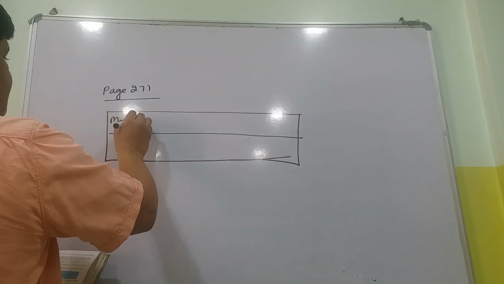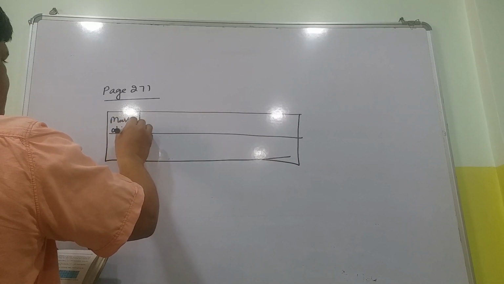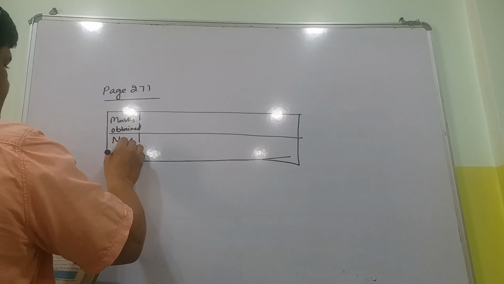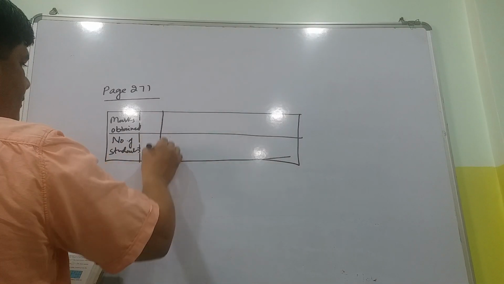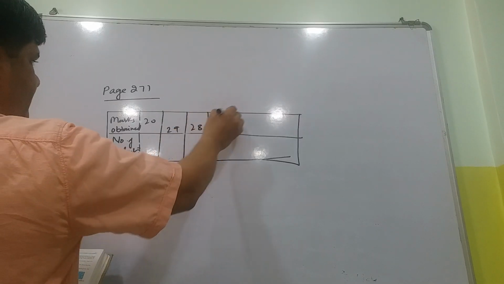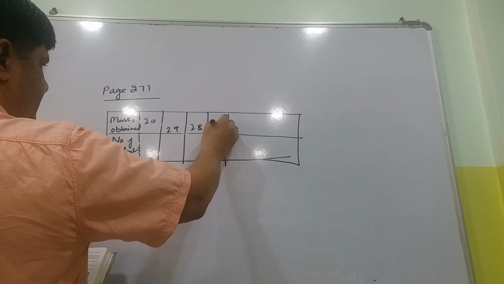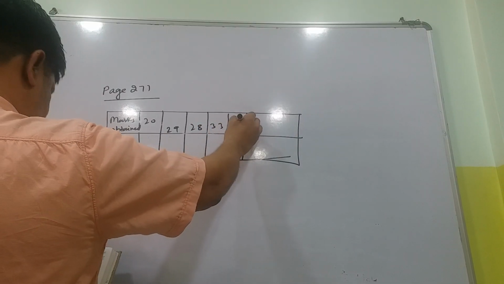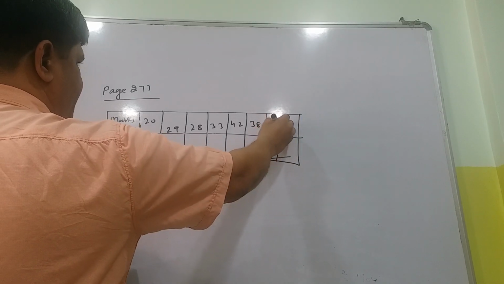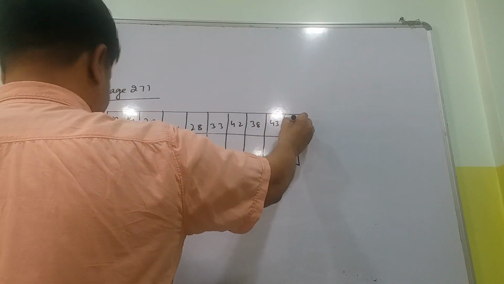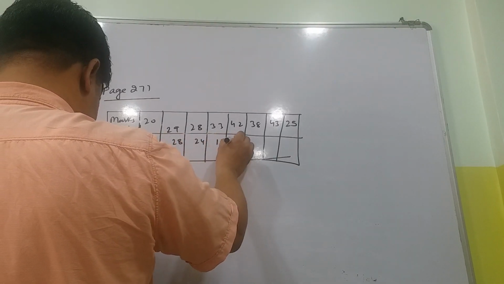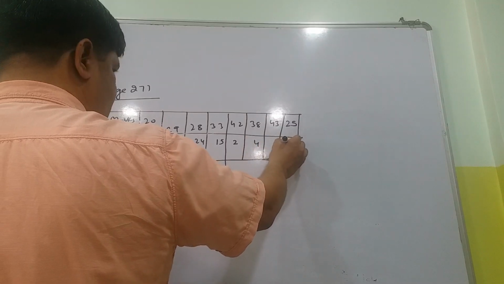Marks obtained, number of students. 20, 29, 28, 33, 42, 38, 43, 25, 6, 28, 24, 15, 2, 4, 1 and 20.